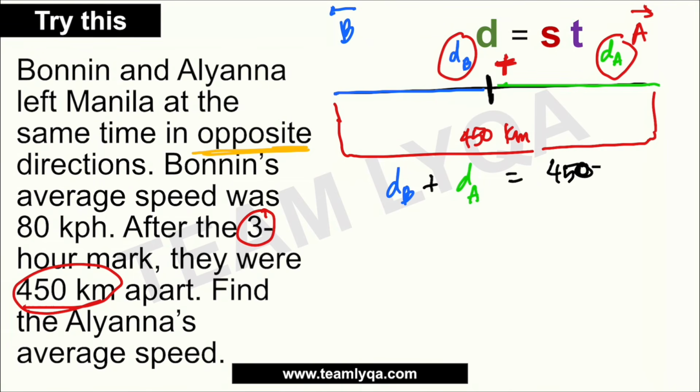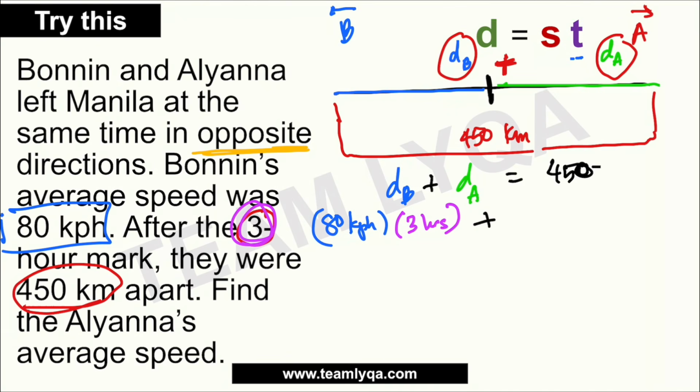Now that I have that, babalikan ko yung aking formula ng distance, 'di ba? Nakikita natin naman diyan, distance is equal to speed times time. Kukunin ko ngayon yung speed ni Bonin, binigay dito. Ang sabi is 80 kilometers per hour. So lalagay ko dito 80 kilometers per hour, i-multiply ko siya sa time niya. Now, ano yung time? Ang sabi, they traveled daw, magkaroon ng 3-hour mark. Ibig sabihin, nakatatlong oras sila. So, 3 hours. Multiply ko yan, idadagdag ko dun sa kay Aliana.